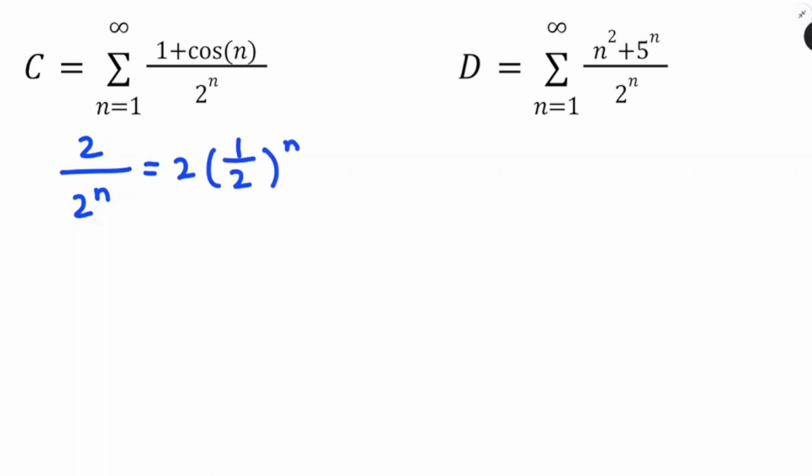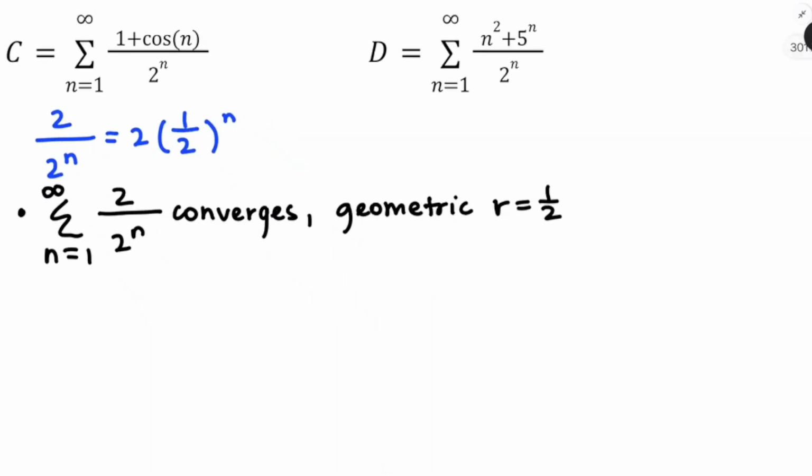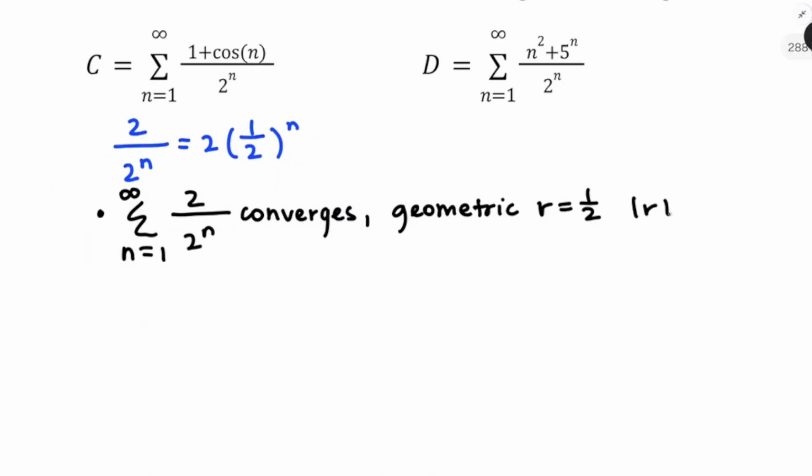Okay, so that's how I know that the series 2 over 2 to the n is converging. Its geometric ratio is 1/2. So I'm going to say my first point is that the sum from 1 to infinity of 2 over 2 to the n converges. It's a geometric series with ratio equal to 1/2, and what's relevant about that is that the absolute value of r is less than 1.